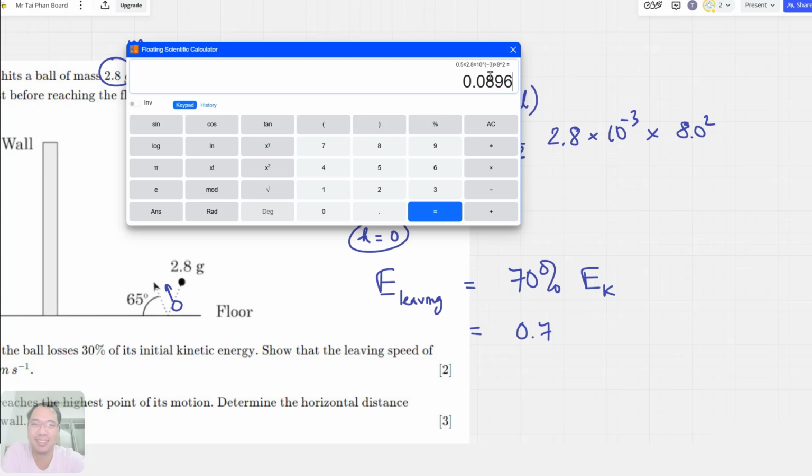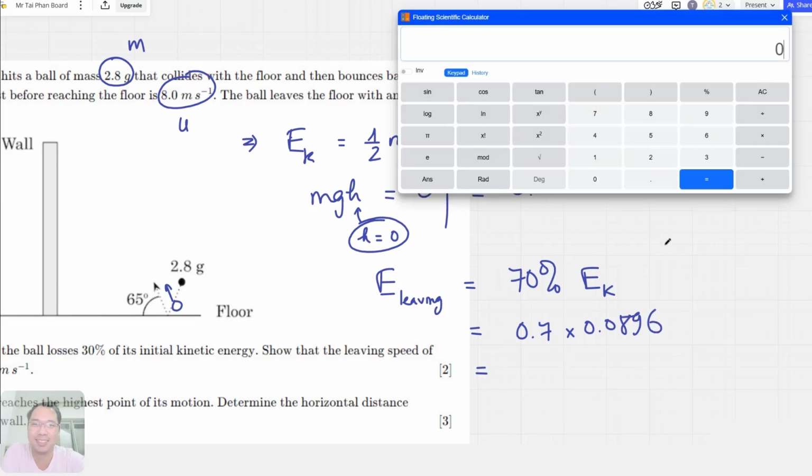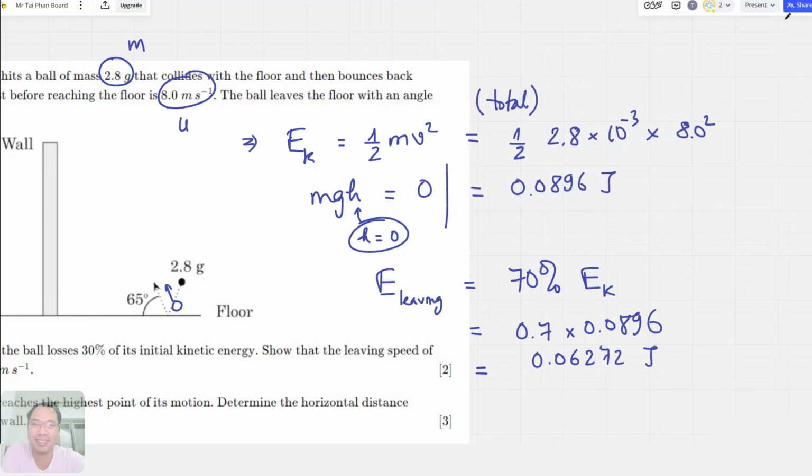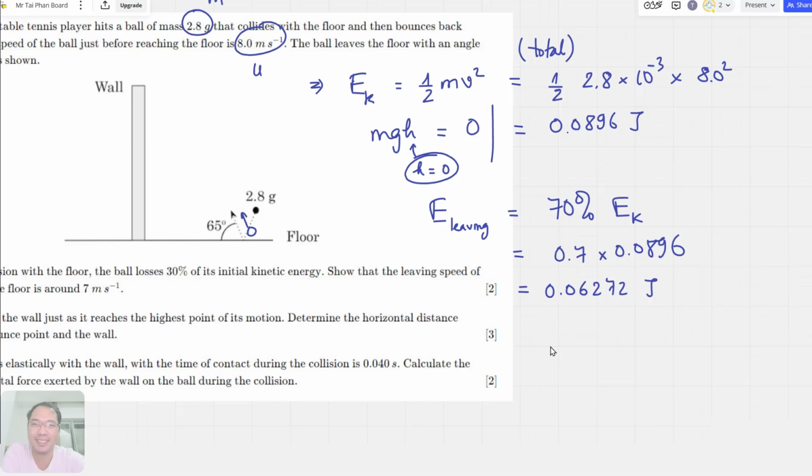This is the energy, 0.896 joule. Okay, that's the initial energy, 0.896 multiplying with 70%, gives 0.06272 joule. I do not do the rounding for the intermediate step here, but do only one rounding at the end, the last step.